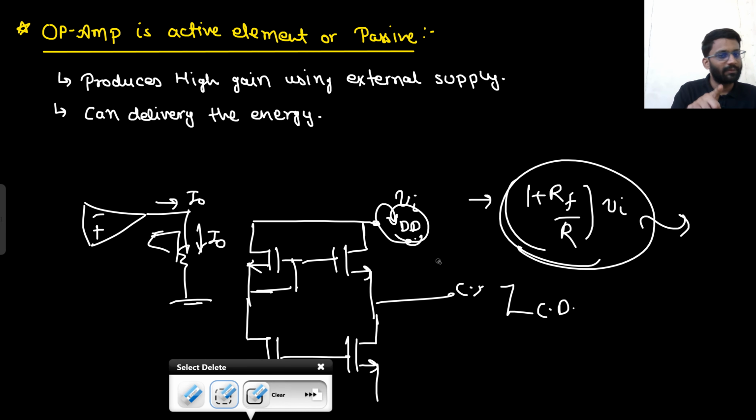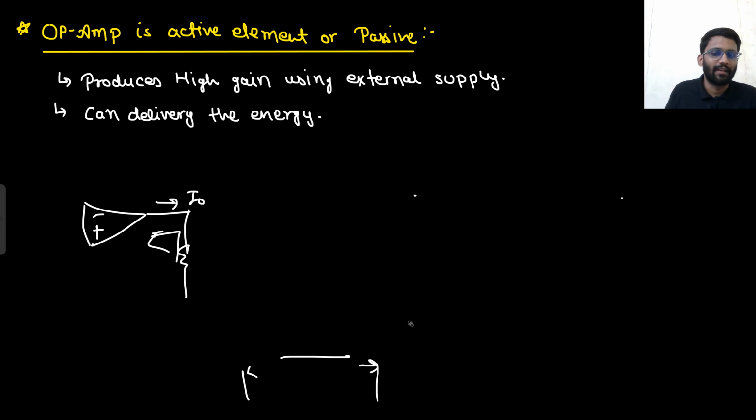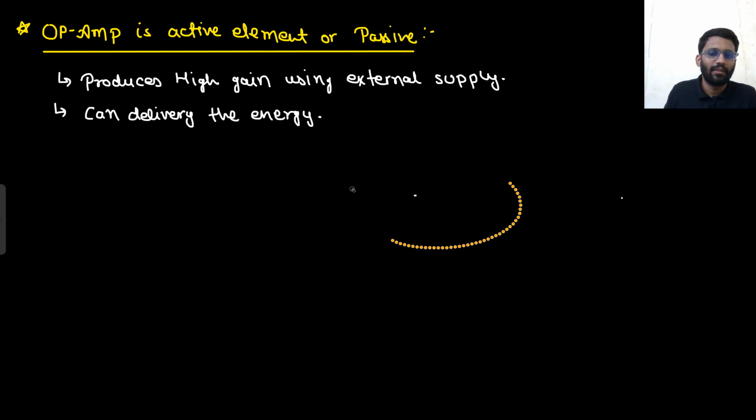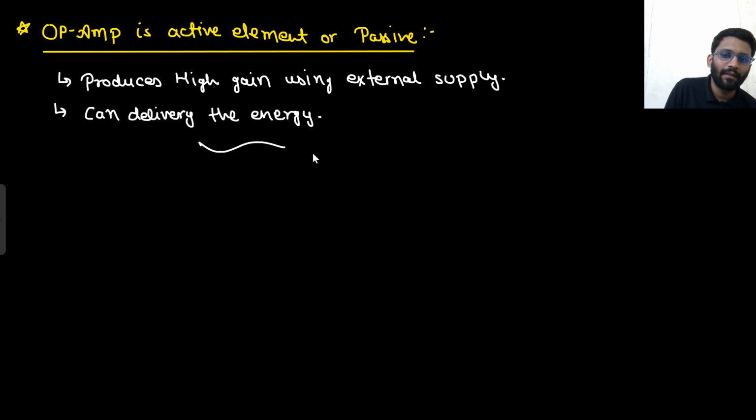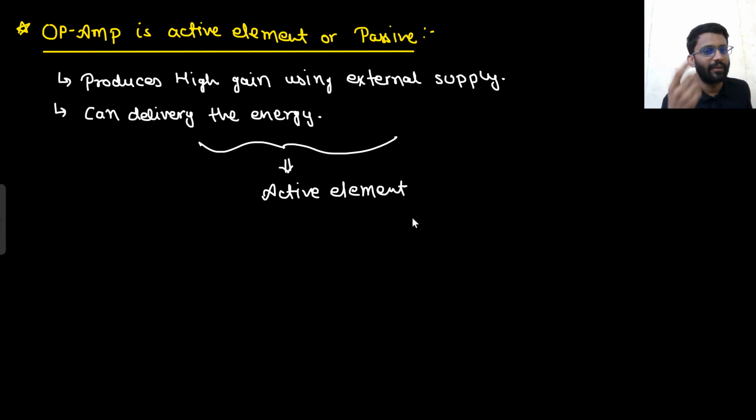Also, it runs on a supply, and it has the ability of internal amplification. So what kind of device is that? Active device. So OpAmp is an active device. I am going to write: active element. OpAmp, MOSFETs, BJTs are all active elements because they need external supply, they have the ability of internal amplification, and they can deliver energy.